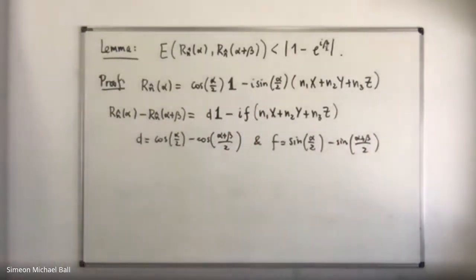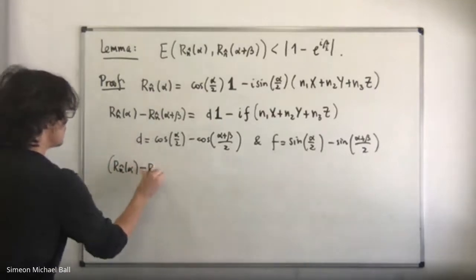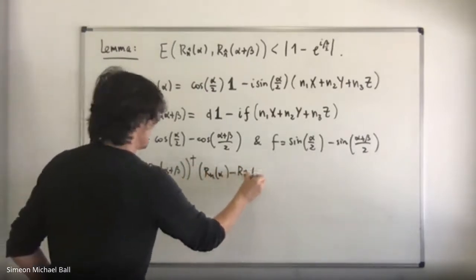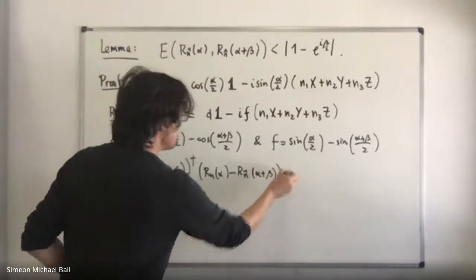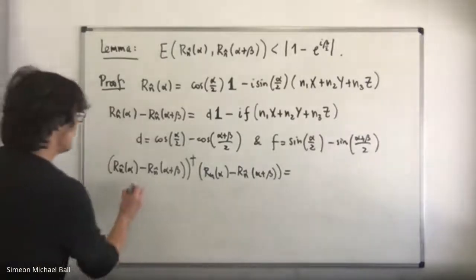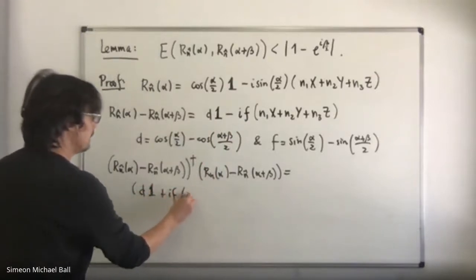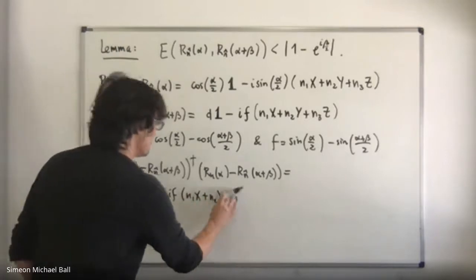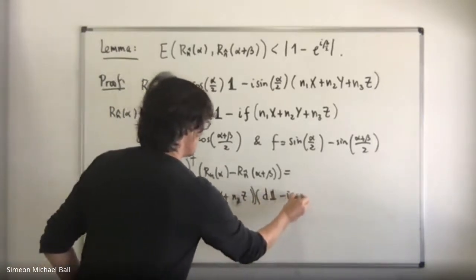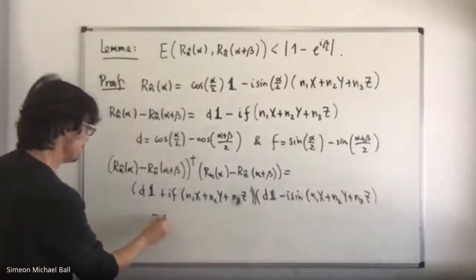Okay, so let's see what happens if we calculate this. The reason we're calculating this is that we can use it to calculate the norm of this times psi. So we're going to have the dagger of this, which is d times identity plus i f times n1 x plus n2 y plus n3 z, and d times identity minus i f times the same, and this simplifies very nicely.